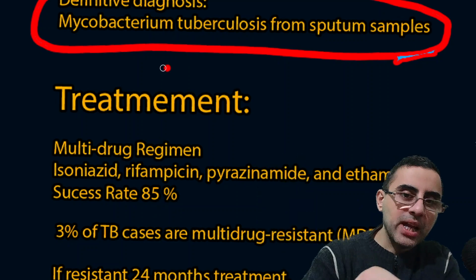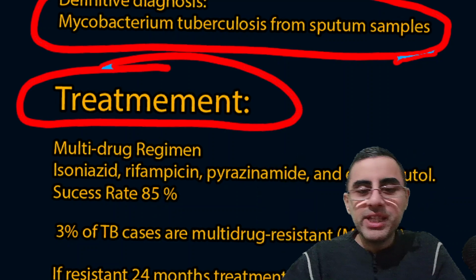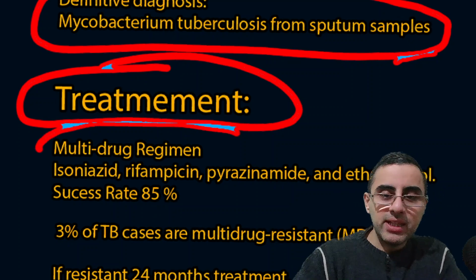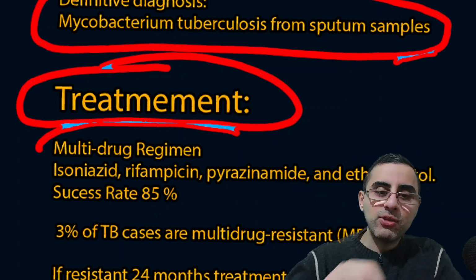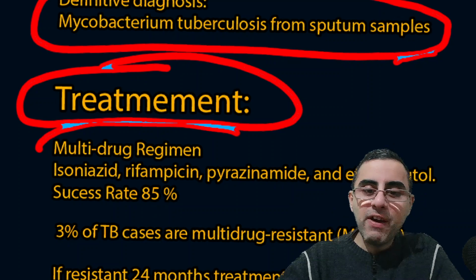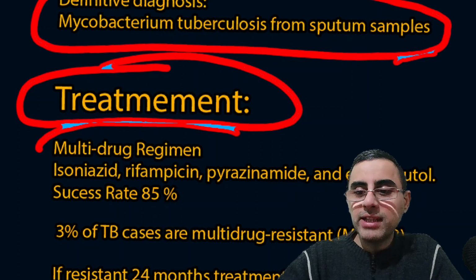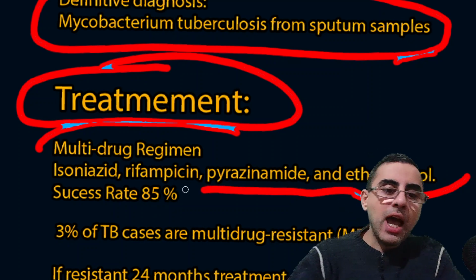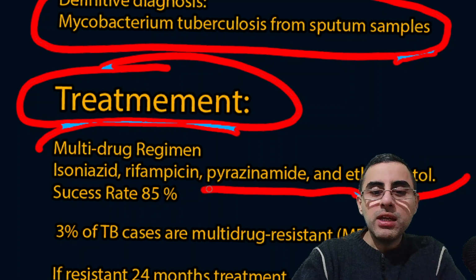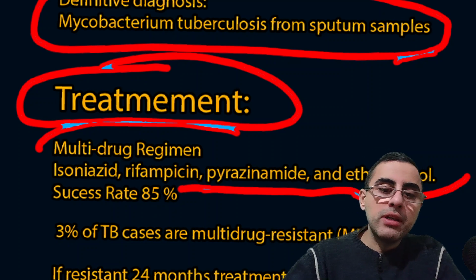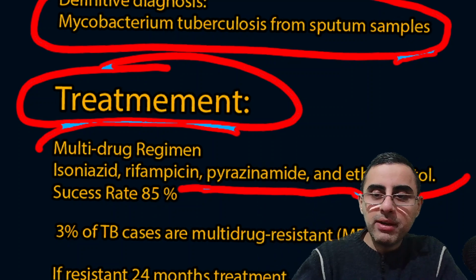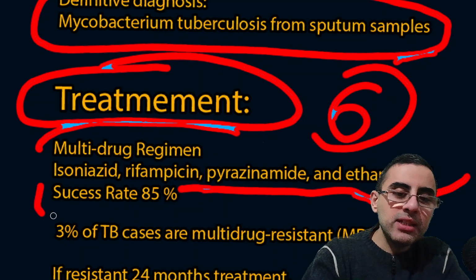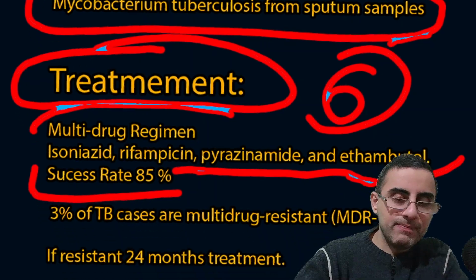Treatment is intense. Treatment requires a combination of drugs. There is a standard multi-drug regimen, which means 4 antibiotics: isoniazid, rifampicin, pyrazinamide, and ethambutol. We have these 4 first-line treatments. Isoniazid and rifampicin are used for a prolonged period of time, around 6 months, and for the first 2 months all 4 drugs are used. The success rate is around 85%.